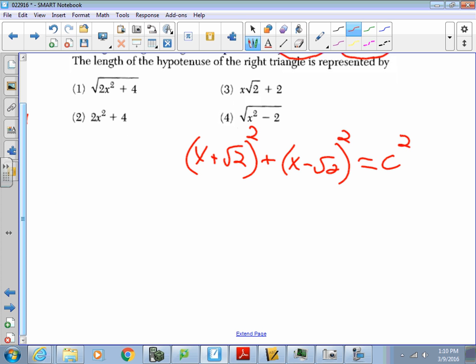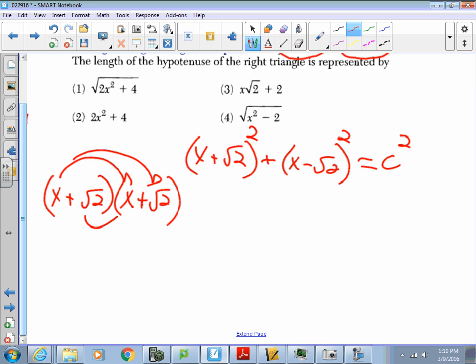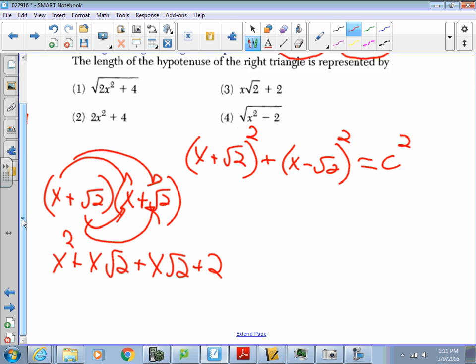It's going to be x plus radical 2 times x plus radical 2. And remember, you have to do this. Remember doing this from last year or some year, hopefully. So you're going to end up with x squared plus x radical 2 plus x radical 2, and then radical 2 times radical 2, remember, is radical 4, which we know to be 2. So that's just going to be plus 2.